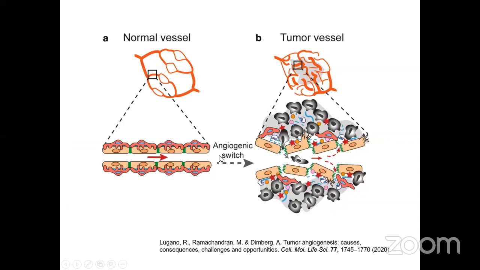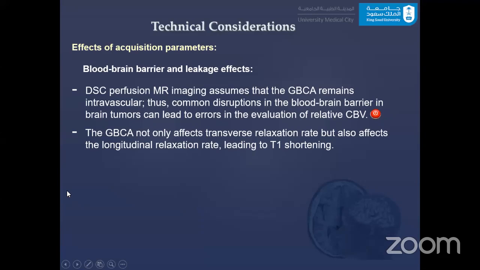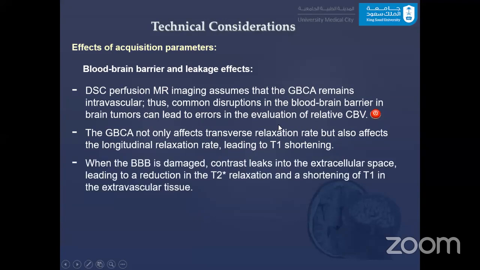As you can see, the flow is not as we expected. It's not the normal shape that we can see in the curve. Because of that leakage, some T1 enhancement can occur. The contrast medium not only affects transverse relaxation rate, but also affects T1 relaxation and shortening. So when the blood-brain barrier is damaged, contrast leaks into the extracellular space, which leads to the reduction of the signal drop, as we explained before.